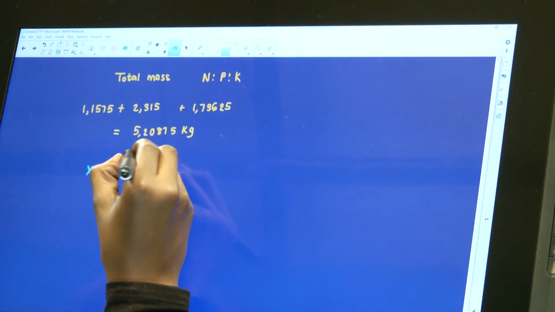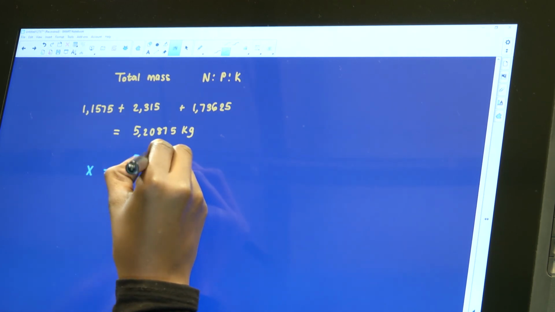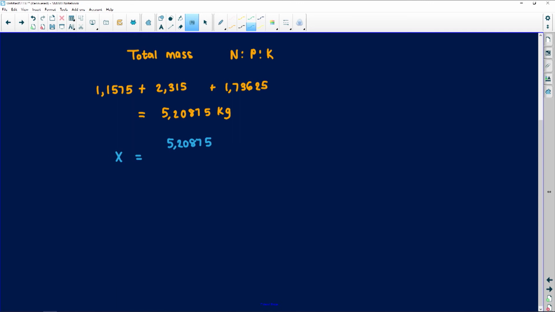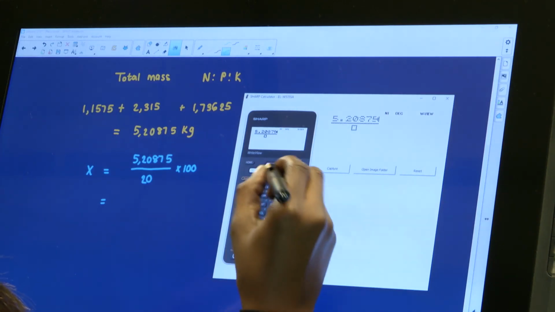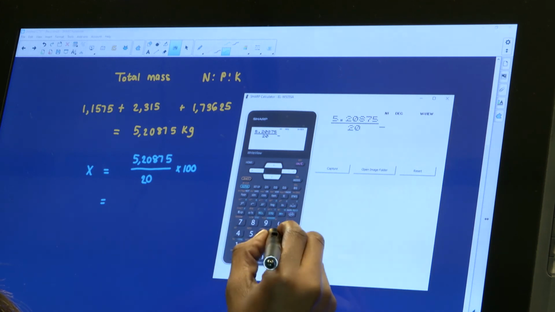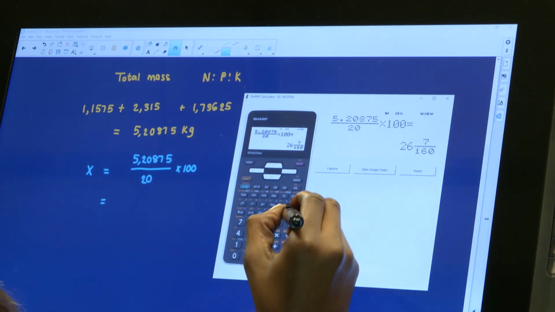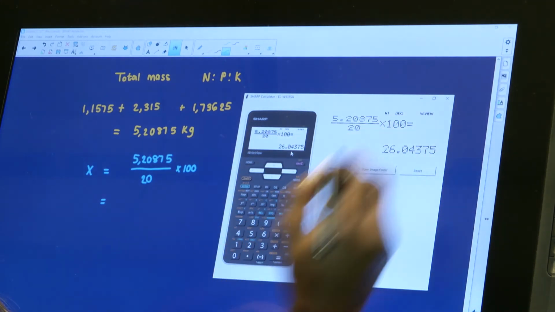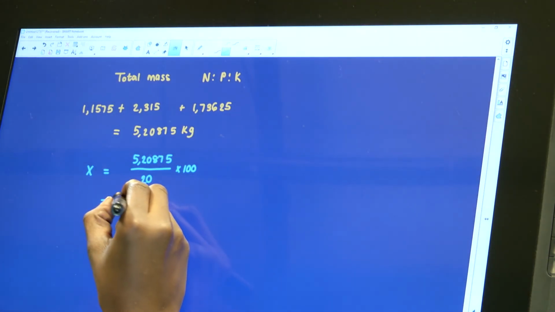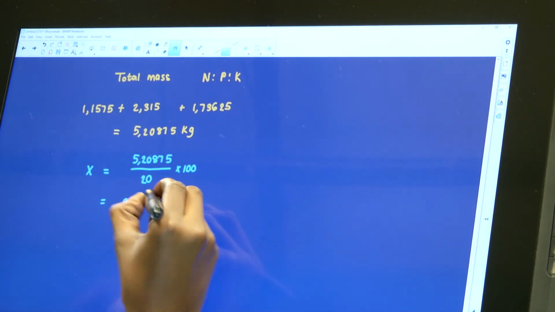Therefore, I can say my X is 5.20875 all over the mass that I'm working with, which is 20. I'm going to multiply that by 100 so that I can find the mass percentage present. I'm going to put it in my calculator exactly as it is, 5.20875 all over 20, and I will multiply that by 100. Aha, and there we get the same answer. I get 26.04. Remember, the third number will not change the 4 because it's less than 5. Therefore, I get 26.04, and this is in kilograms.